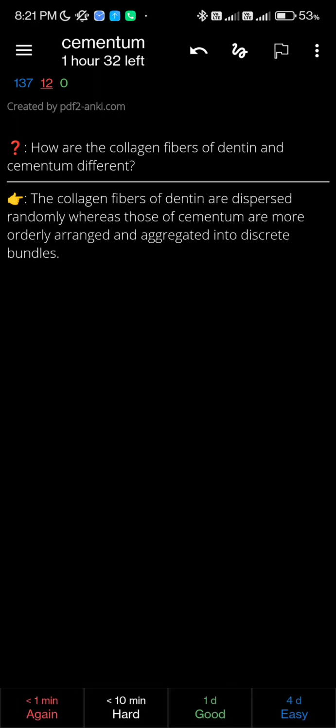What are the collagen fibers of dentin? The collagen fibers of dentin are arranged in a dispersed manner, whereas the fibers in cementum are orderly arranged and aggregated into discrete bundles.